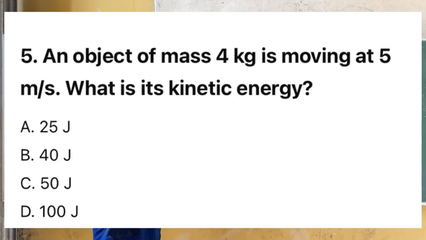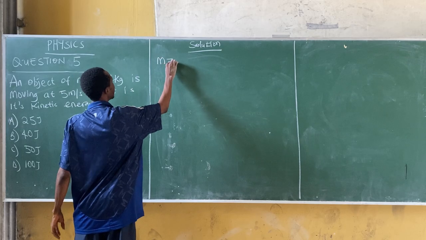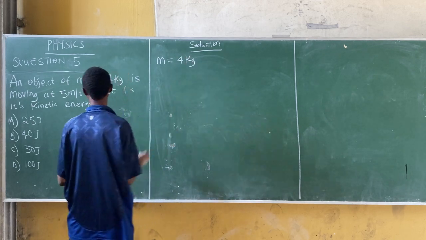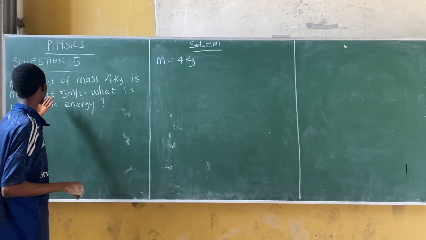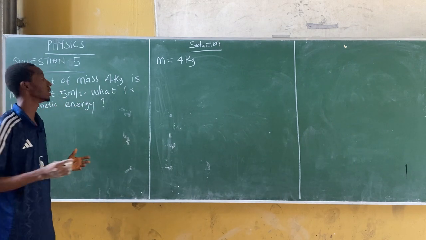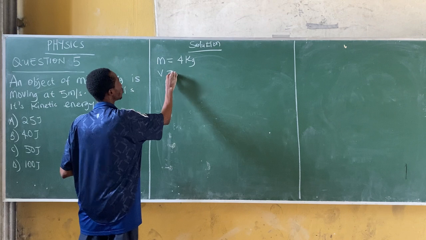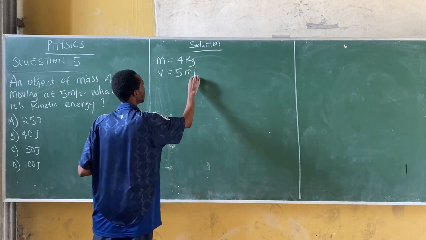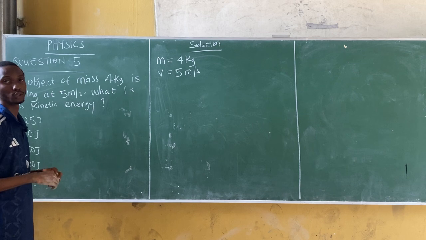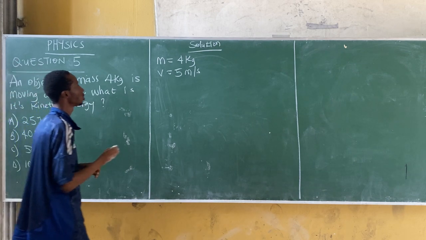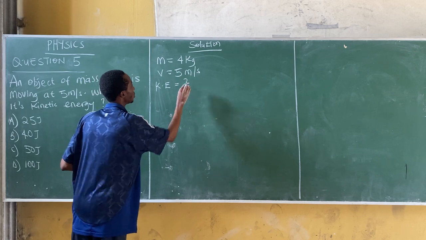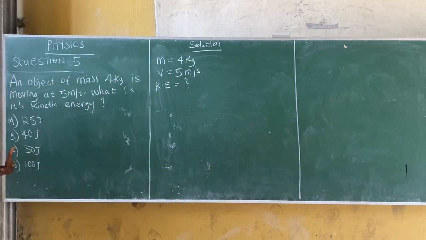From the question, we are given the mass, which is 4 kg. It is moving at a velocity of 5 meters per second. So we have velocity V to be 5 meters per second. They ask, what is its kinetic energy? Kinetic energy, KE, was not given in this question. They say we should find it.